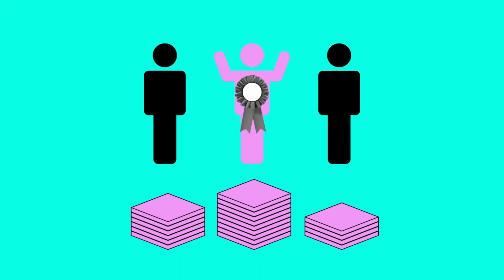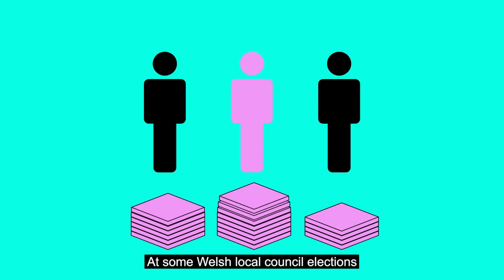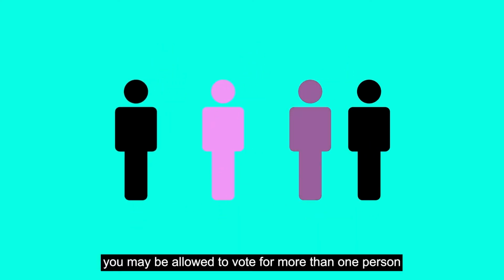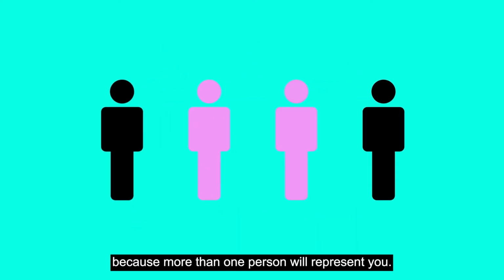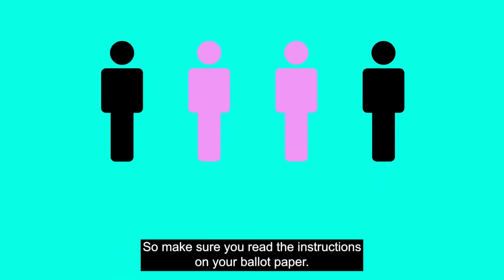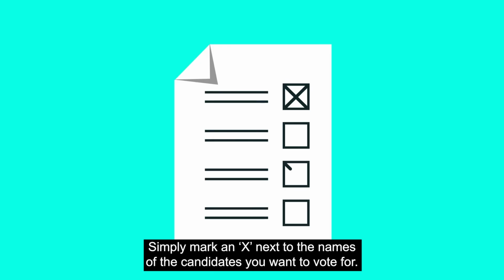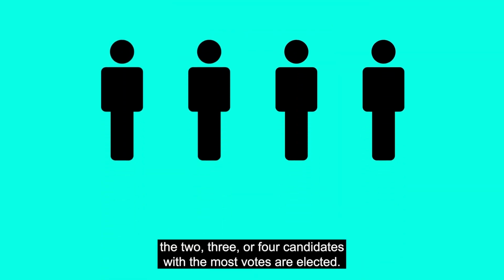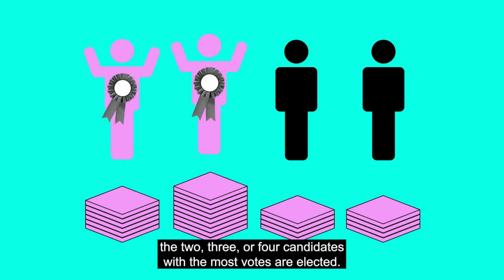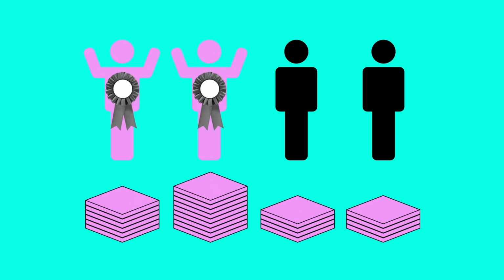At some Welsh local council elections, you may be allowed to vote for more than one person because more than one person will represent you. So make sure you read the instructions on your ballot paper. Simply mark an X next to the names of the candidates you want to vote for. Once the votes are counted, the 2, 3 or 4 candidates with the most votes are elected.